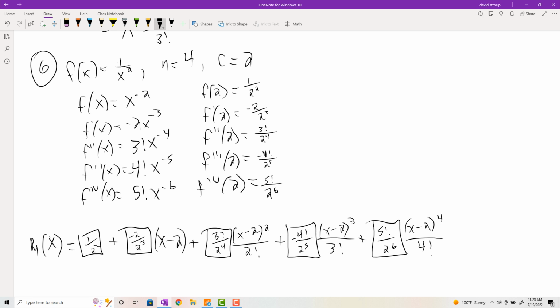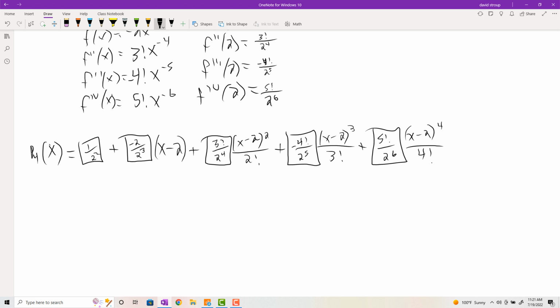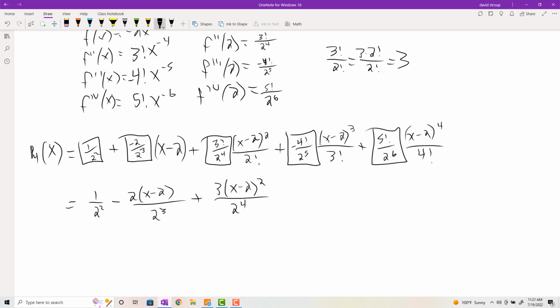And if you're on top of things, you do see a nice little cancellation amongst the factorials, which could lead you to simplify and rewrite it as this. Because 3 factorial all over 2 factorial is the same as 3 times 2 factorial all over 2 factorial, which is just 3. Okay, so you'll have 3 times x minus 2 squared all over 2 to the 4th. And then minus this next one, 4 factorial over 3 factorial will be 4, times x minus 2 cubed all over 2 to the 5th.